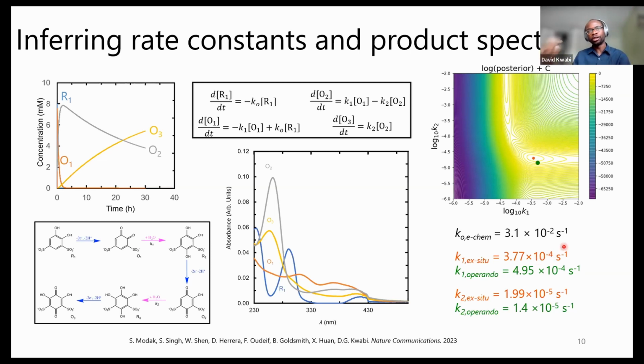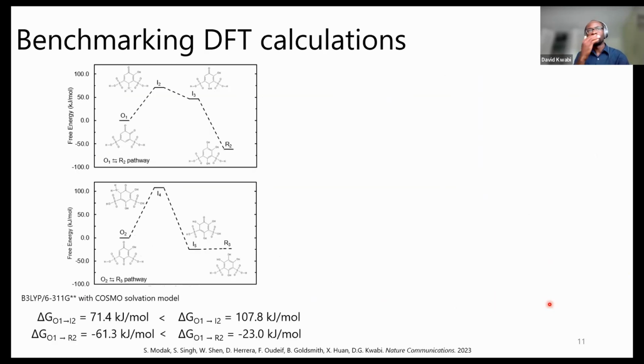So this is actually reassuring because we're seeing good agreement between the operando and the ex situ chemical experiment. And we also noticed that there's an order of magnitude difference between the Michael attack rate for the first addition of water and the second addition of water. One of them is 10 to the minus 4 per second, the other is 10 to the minus 5. So we try to make some mechanistic sense of these rate constants with some DFT analysis.